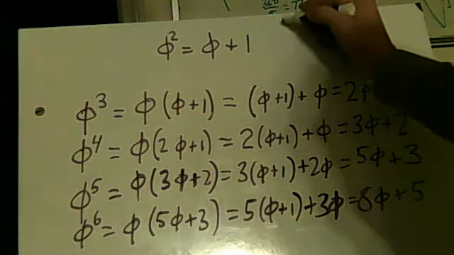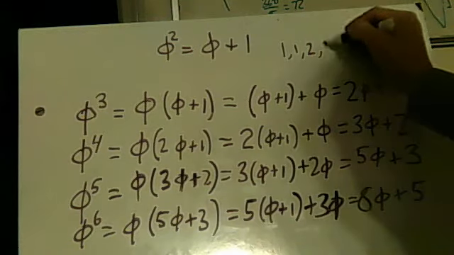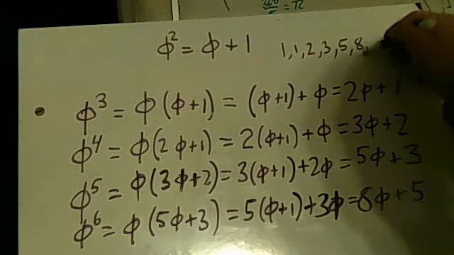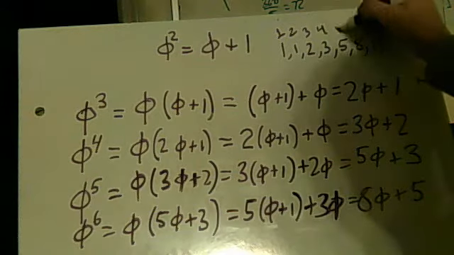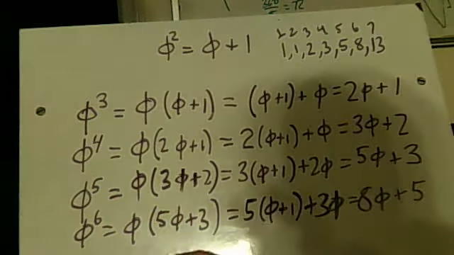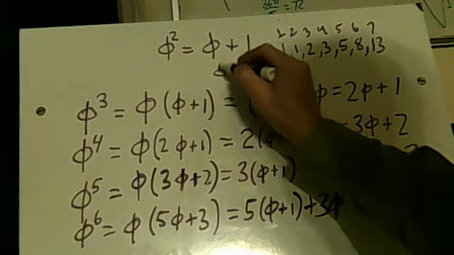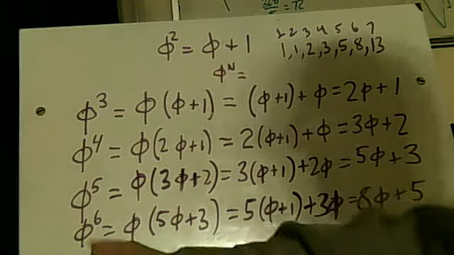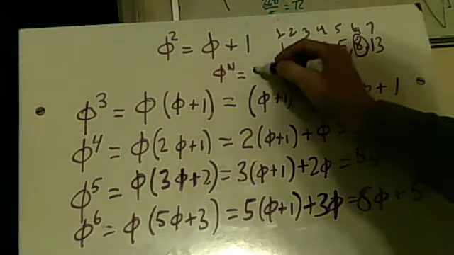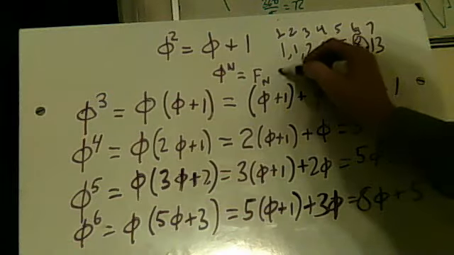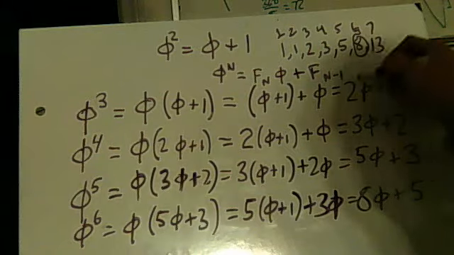Now, the actual Fibonacci numbers that we had before are 1, 1, 2, 3, 5, 8, 13. And this is the first one. That's the second, third, fourth, fifth, sixth, seventh. So what we can see in this pattern is that phi to the nth, for example, when you have phi to the sixth, you have 8. But the number 8 is the sixth Fibonacci. So that's the nth Fibonacci number times phi, plus the Fibonacci number that's one less.